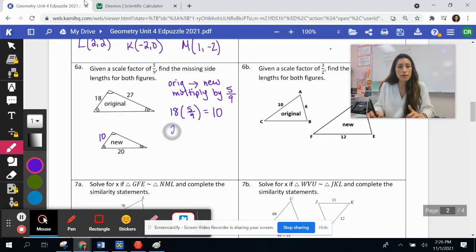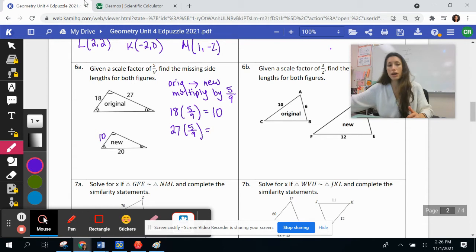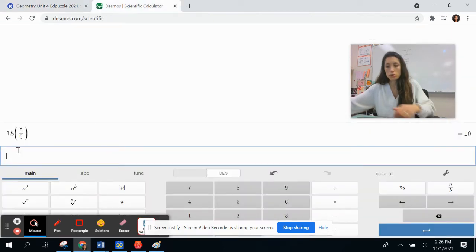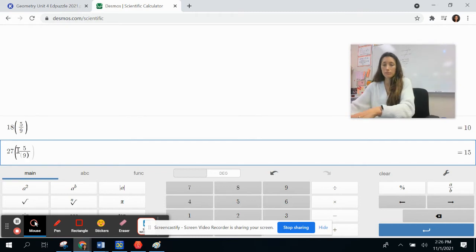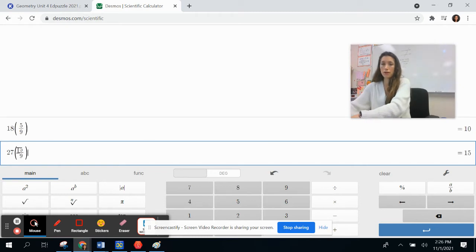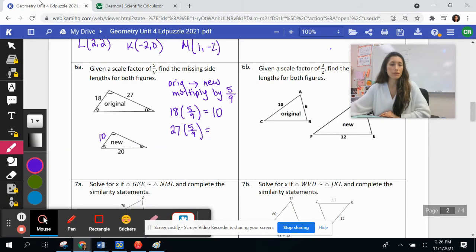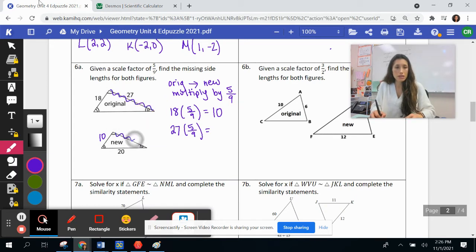Let's do that for 27. Let's do 27 times 5/9 and see what we get for that. So 27 parentheses 5/9. Oops, let me go out of there. And that's going to give us 15. This side that was 27 is becoming this side here, which is now 15.